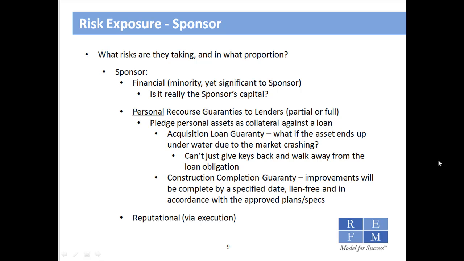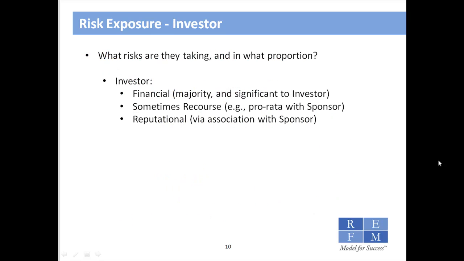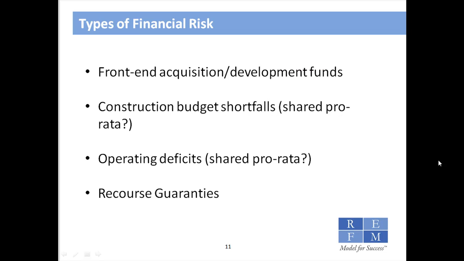Lastly, there is significant reputational risk to which the sponsor is exposed through their execution of the project. Real estate is an incredibly public endeavor, and you can become a hero or a villain in the eyes of the community very easily. The investor takes significant financial risk, will sometimes bear recourse risk, for instance, pro rata with the sponsor based on their relative capital contributions, and also takes reputational risk through their association with the sponsor and the investment. To expand a little further on financial risks borne by both sponsor and investor, financial risk can be comprised of front-end acquisition and development funds, construction budget shortfalls and operating deficits, which may or may not be shared pro rata between the two, and recourse guarantees, as mentioned.